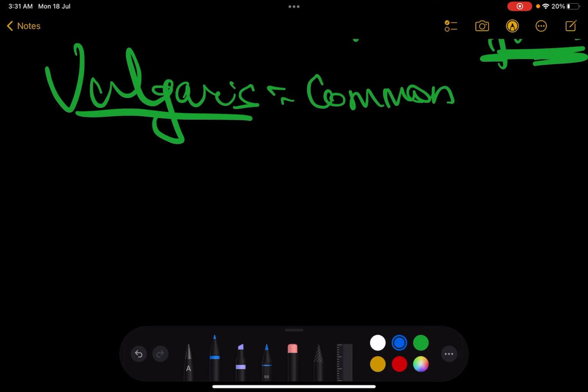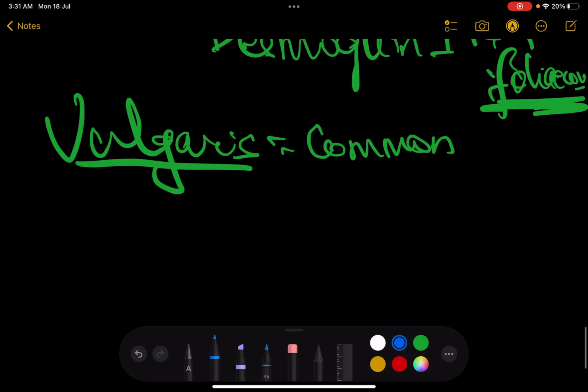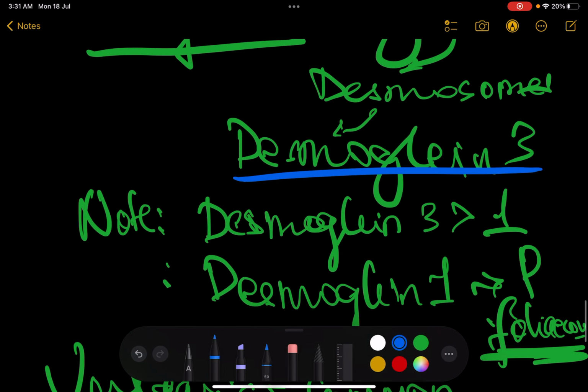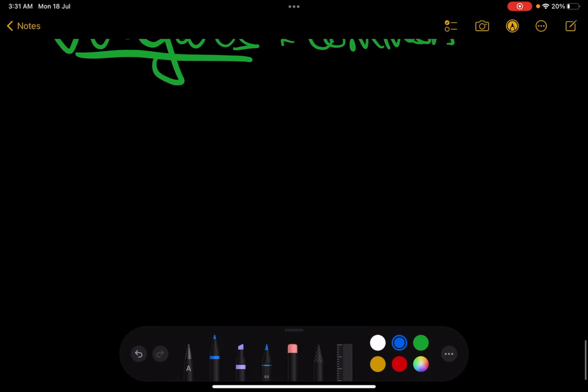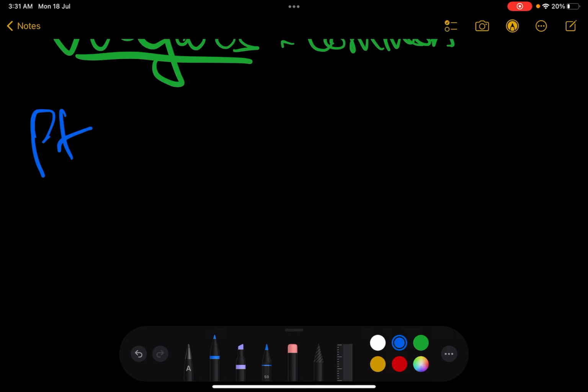So it's better to focus all our attention on Pemphigus vulgaris. As I said, the target protein is going to be desmoglein 3. Now, talking about Pemphigus vulgaris further, we've spoken about its pathogenesis. We've spoken about why it occurs. Now let's just talk about what your patient is going to look like.